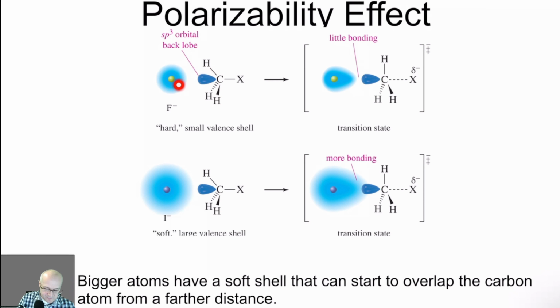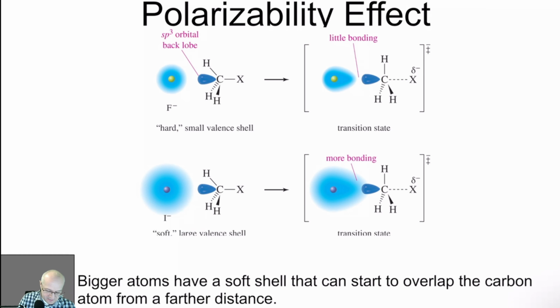This ion has to get very close to this carbon atom right here before these electrons can find their way over there to form the bond, because the electrons have to move away from the nucleus somewhat to get into that lobe of the sp3 orbital of carbon. Because fluoride holds its electrons very close, the whole ion has to get close, which means this nucleus and that nucleus have to get closer. So that's going to take time.